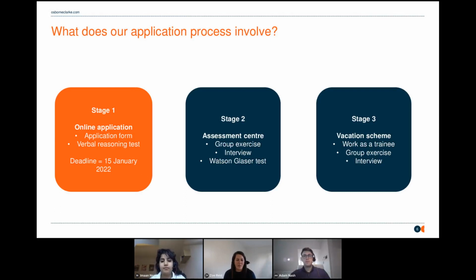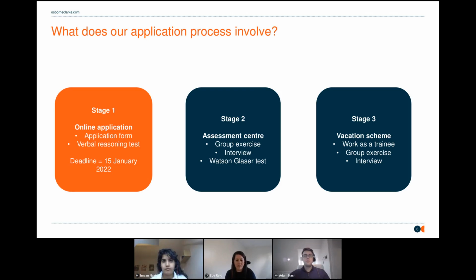So what actually does the application process involve at Osborne Clarke? I've broken down on this slide that there are 3 key components to our application process. The first stage is an online application, which encompasses both an online application form and an online verbal reasoning test. We are currently accepting applications for our 2022 process, and the deadline for applications within this cycle is the 15th of January 2022. From that stage, we will select a certain number of people to come through to stage 2, which is an assessment centre.